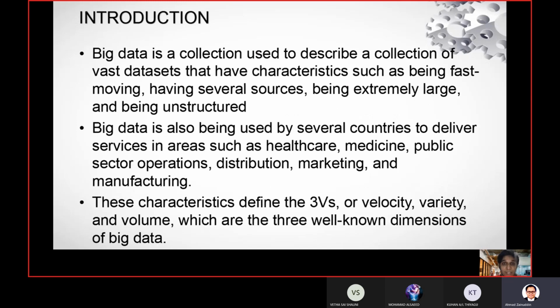So, introduction. Big data is used to describe a collection of vast data sets that have characteristics such as being fast moving, having several sources, being extremely large, and being unstructured. Big data is also being used by several countries to deliver services in areas such as healthcare, medicine, public sector operations, distribution, marketing, and manufacturing. These characteristics define the three V's, velocity, variety, and volume, which are the three well-known dimensions of big data.